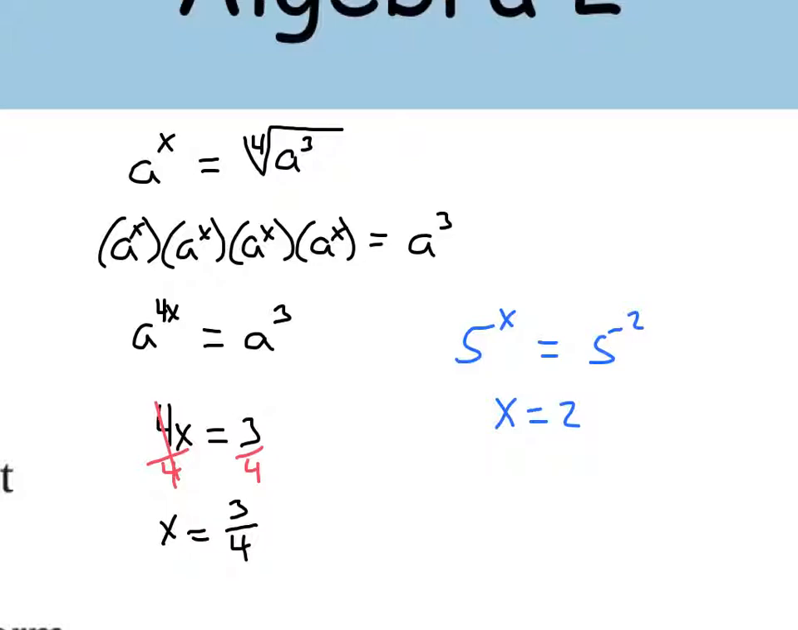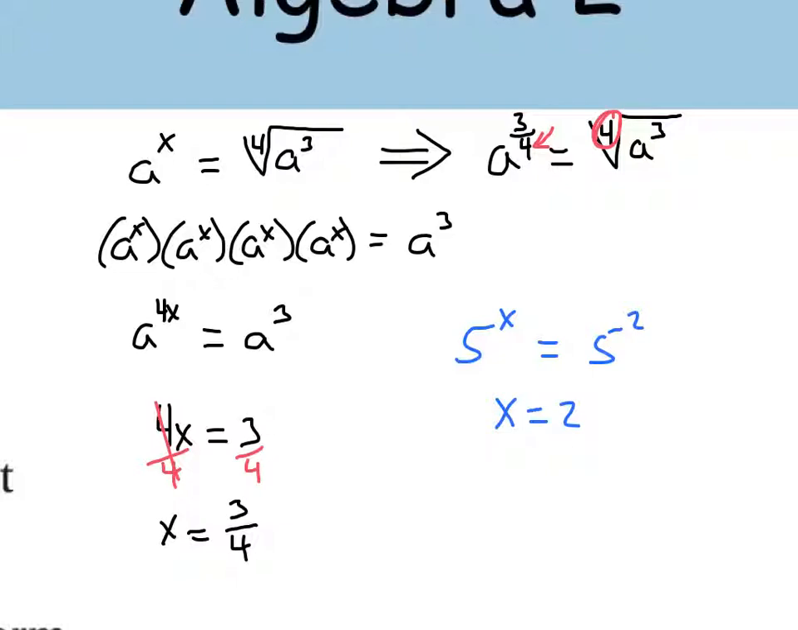So, let's take a look at what that means for us. Back to the original problem. If I have a to the x power, but I know x is 3/4, that means a to the 3/4 power is equal to the 4th root of a to the 3rd power. That's what I just showed you here. So again, like I said at the very beginning, the index ends up being the denominator of the fraction.